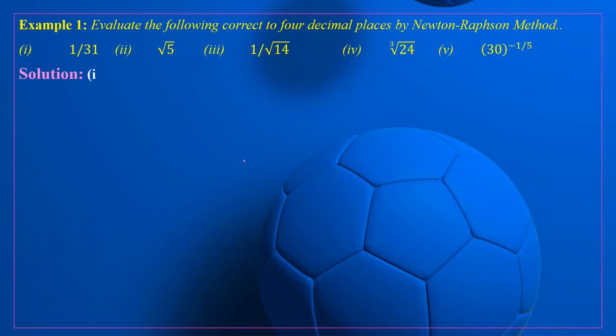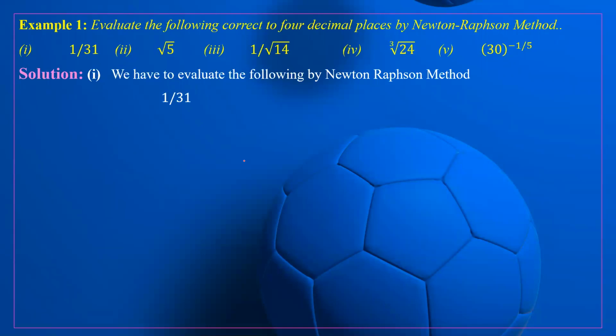So let us take the solution of 1. We have to evaluate 1 upon 31 by Newton-Raphson method, that is, obtain the value of 1 upon 31. With the help of a calculator, we can get its answer directly, which is a very easy way to check our answer. Now we will use the Newton-Raphson method.